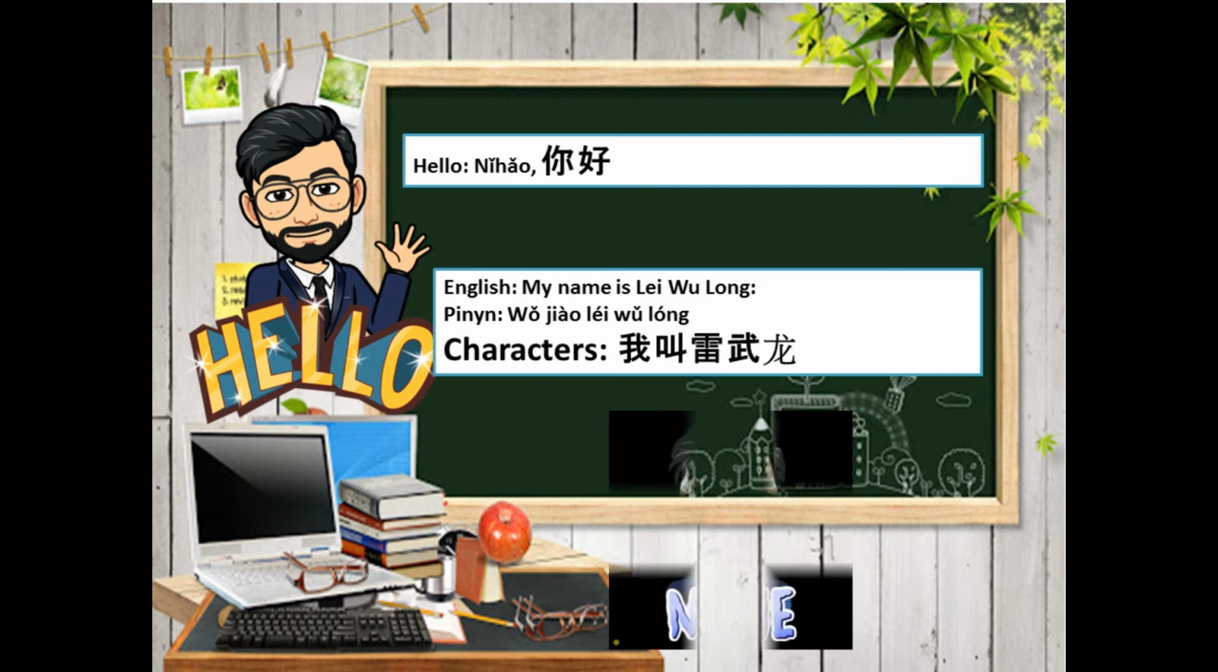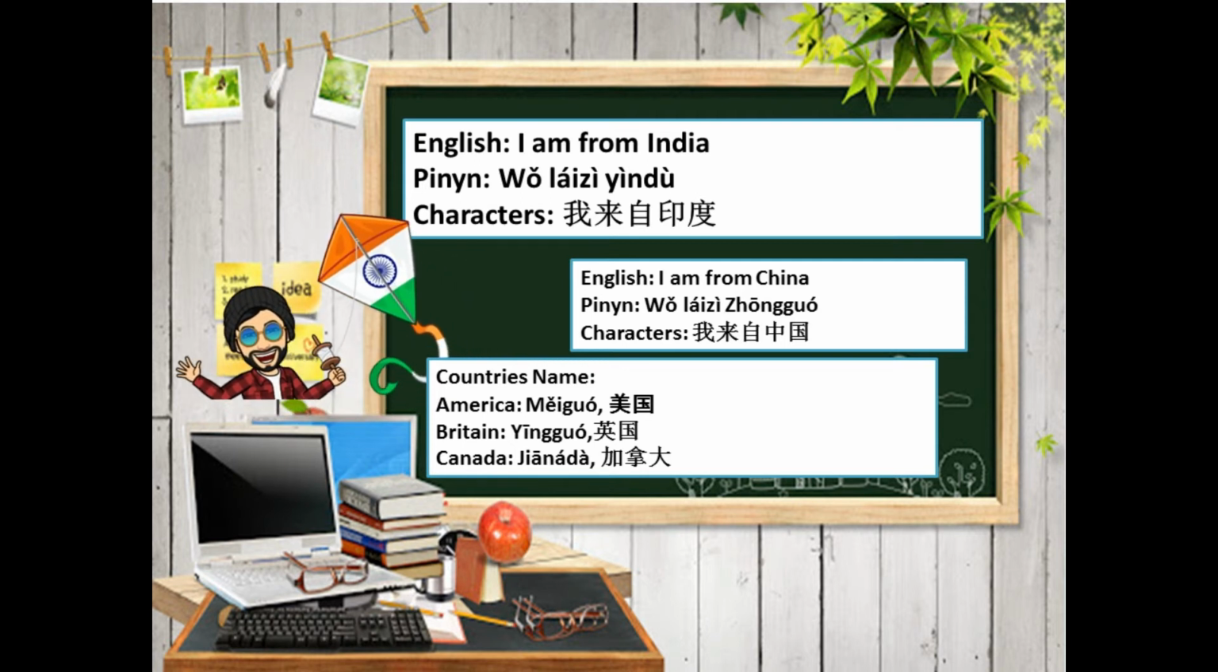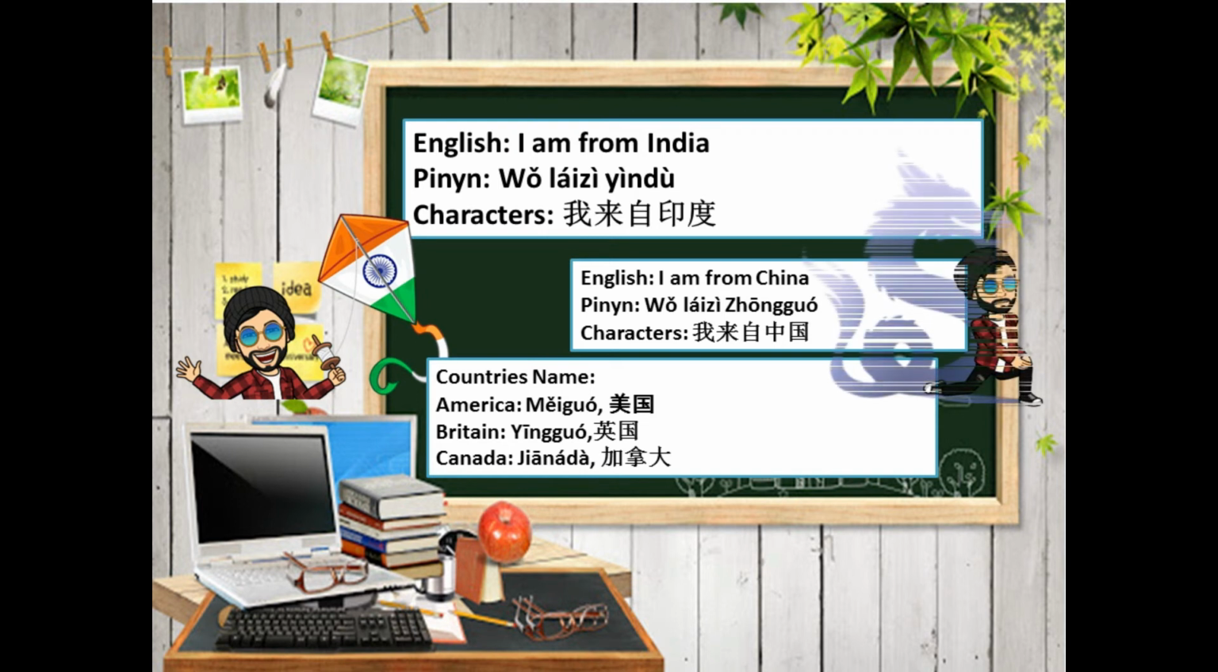The second question is which country you belong to. So I am from India. 我来自印度. Say with me again. I am from India. 我来自印度. In the same manner, if you are from China, I am from China, 我来自中国. So 中国, we say China in Chinese.